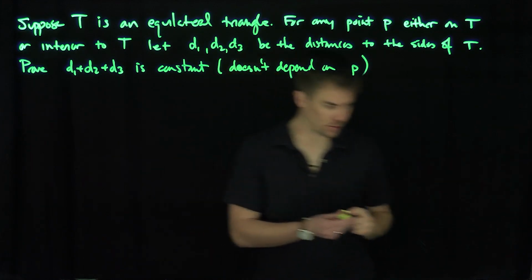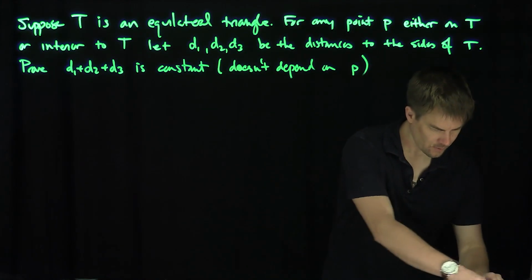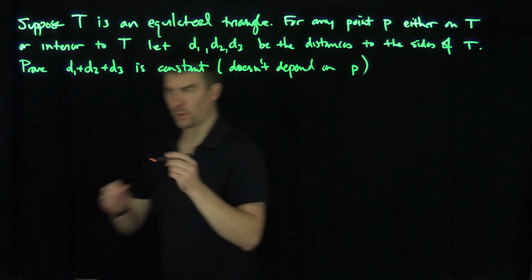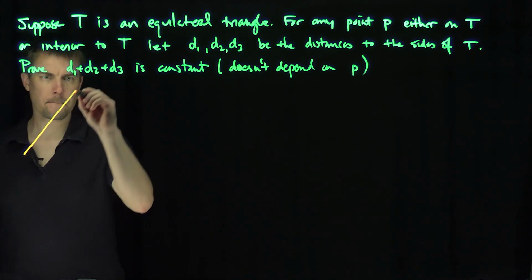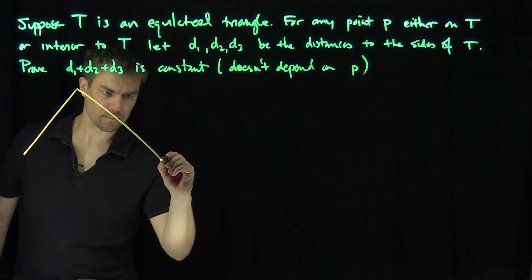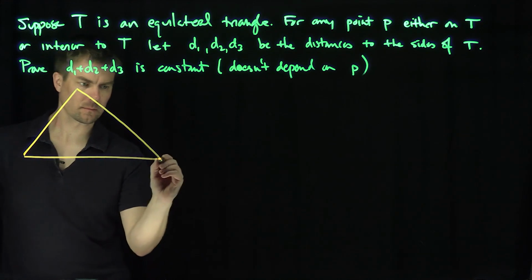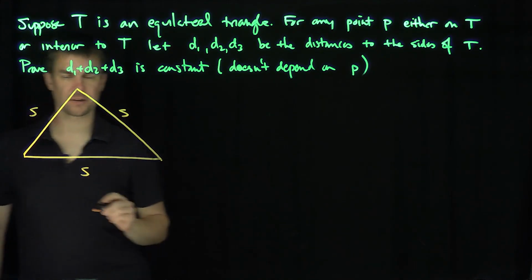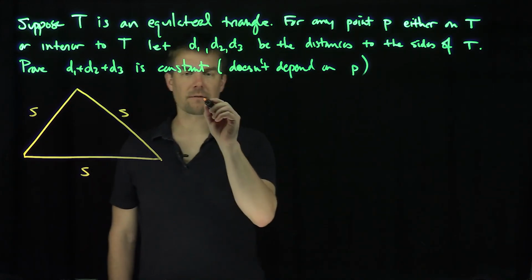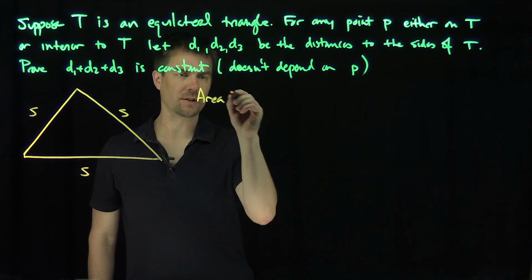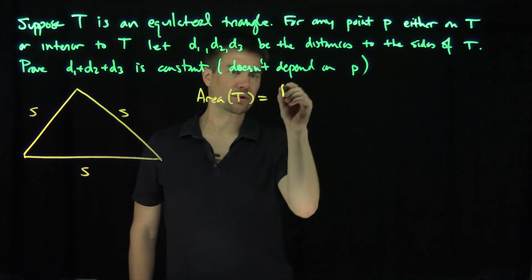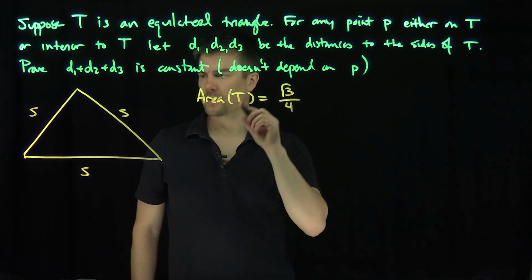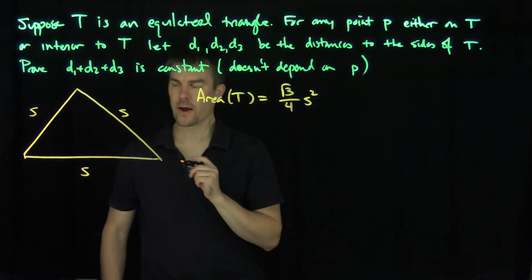Okay, so let's draw the picture. So here's our triangle, our equilateral triangle. Every side length over here is S, like so. And so let's recall what the area of this triangle is. The area of T is just the square root of 3 over 4 times S squared, okay?